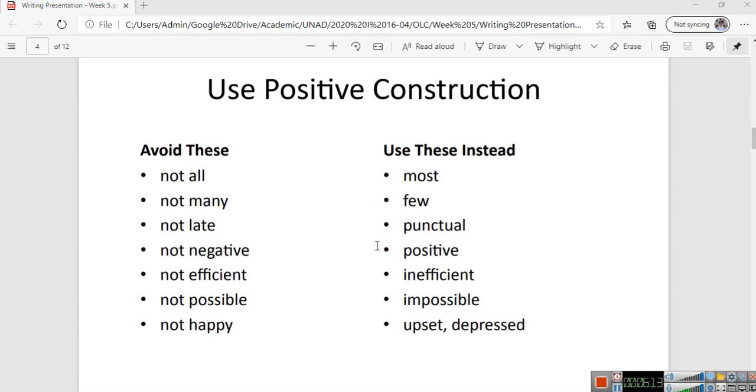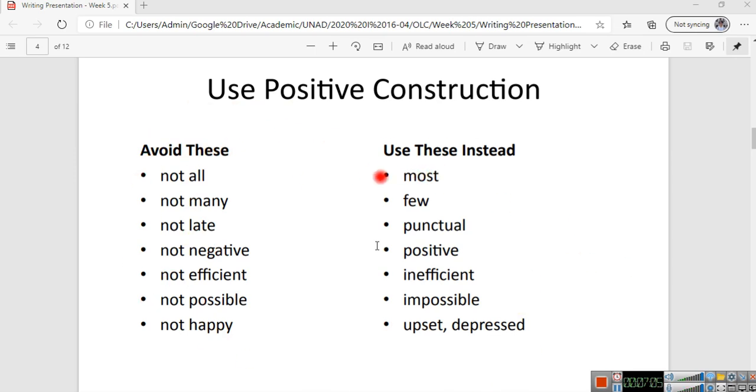Now, we have here two lists. Use positive constructions. So we have avoid this, no usemos estas, versus use this instead. So, Novia, please read this list. Avoid this: not all, not many, not late, not negative, not efficient, not possible, not happy. Very good. Now read this. Use this instead: most, few, punctual, positive, inefficient, impossible, upset. Very well. So what do you see is the difference between these two columns?